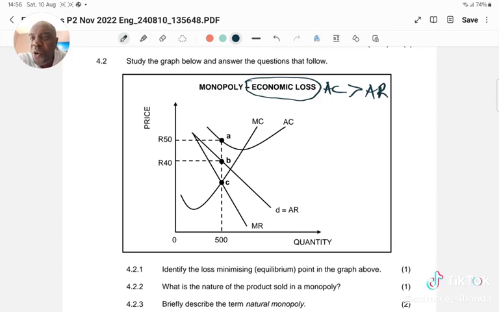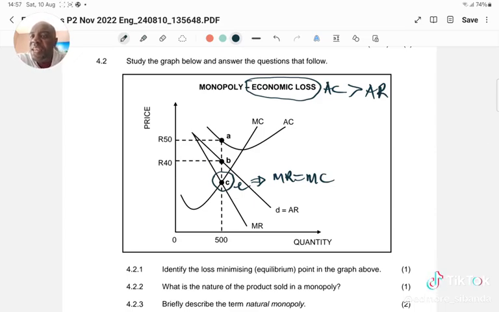So where do we start from? We always start from the profit maximization point or the loss minimizing point, which is letter C in this case. Letter C is our equilibrium point. It's our equilibrium point because this is where MR is equal to MC. So a business maximizes profit or minimizes losses when marginal revenue is equal to marginal cost.